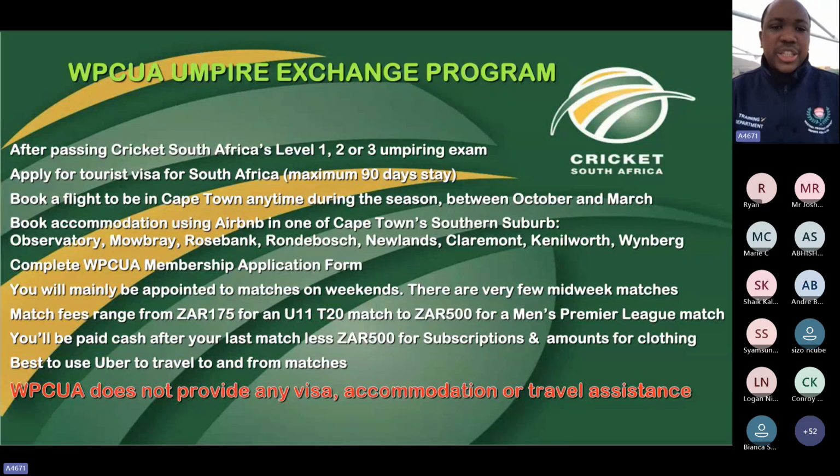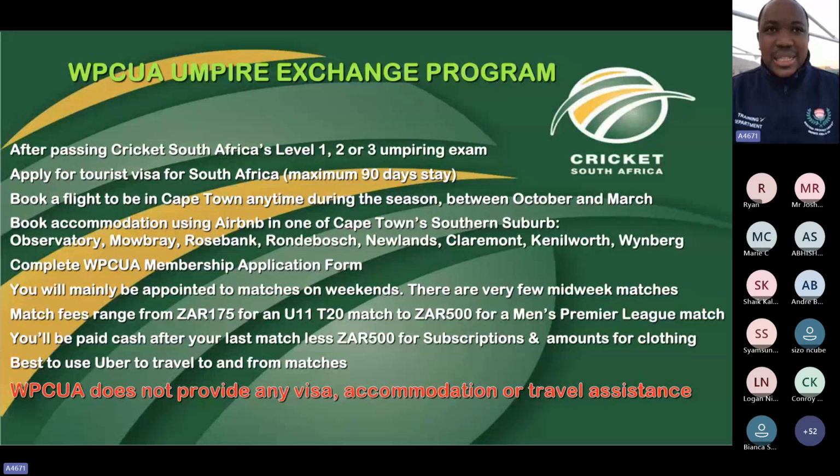You can book accommodation using Airbnb to stay in one of Cape Town's southern suburbs, because there's a huge concentration of cricket clubs around the southern suburbs where you'll be able to get to matches easily. The recommended means of transporting yourself to and from matches around Cape Town is to use Uber. You will mainly be appointed to matches on the weekends. There are very few midweek matches.